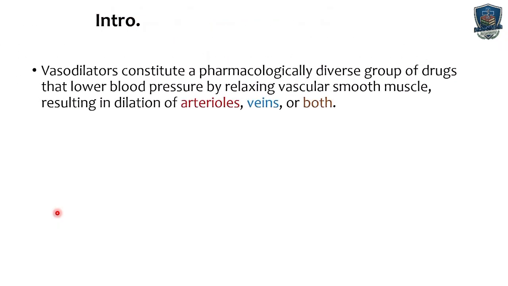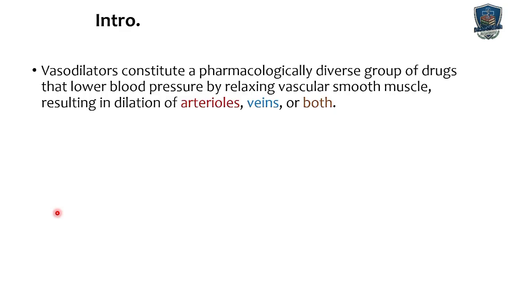Vasodilators constitute a pharmacologically diverse group of drugs that lower blood pressure by relaxing vascular smooth muscle, resulting in dilation of arterioles, veins, or both. All of us know that we have blood vessels, the three major ones: the arteries, the veins, and the capillaries.